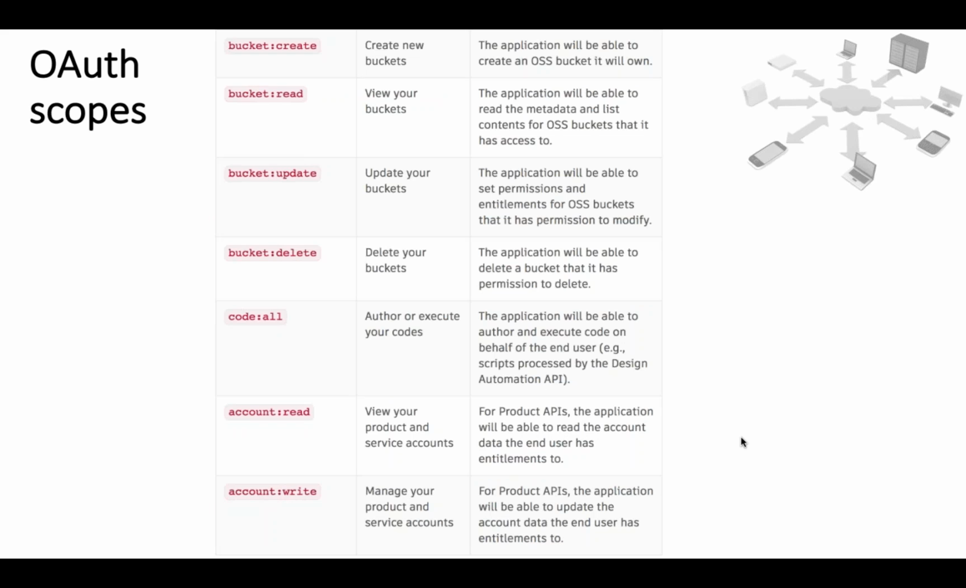And here we have the bucket create in order to create buckets on the OSS, bucket read, bucket update, bucket delete, and so on. One scope that is specific here is the code hole, and this scope is used for the design automation, or the previously named AutoCAD I/O API. These scopes allow your application to execute code on the Autodesk server.